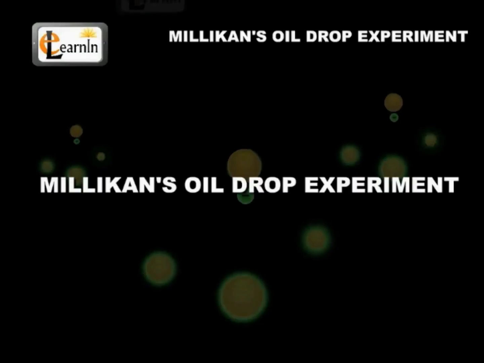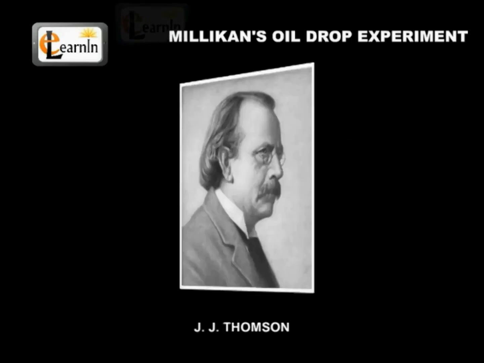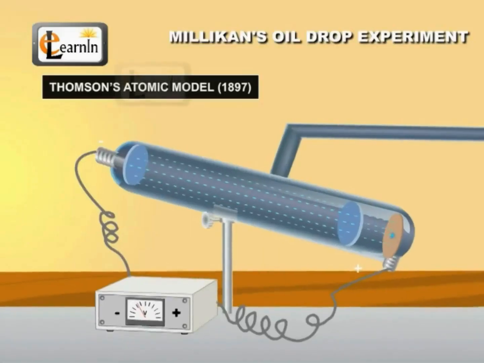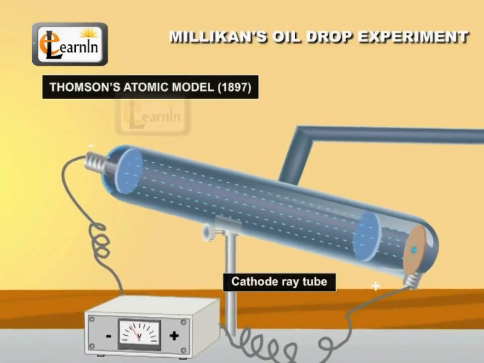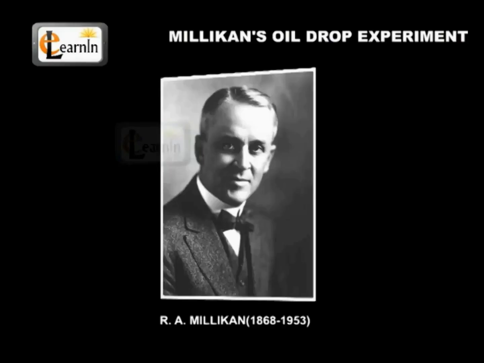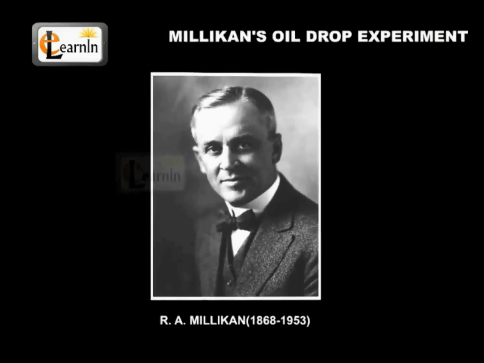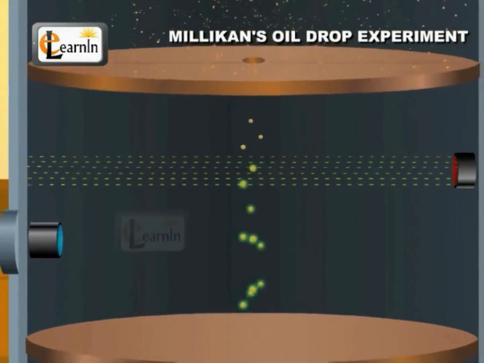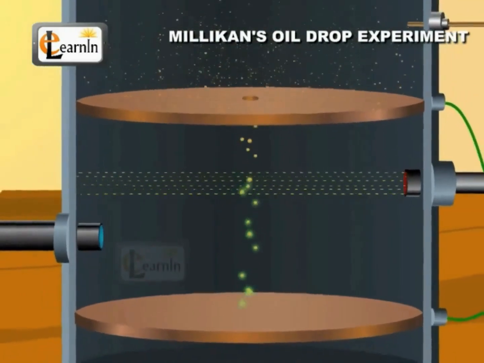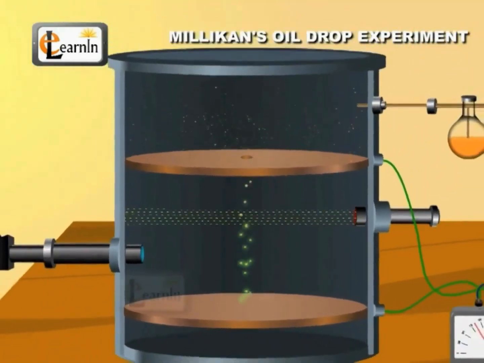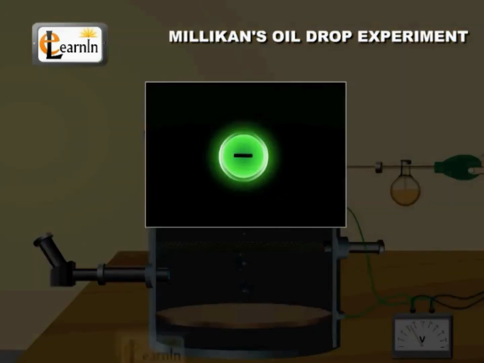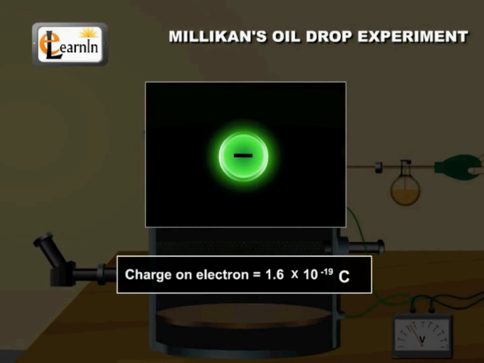Millikan's oil drop experiment. British physicist J.J. Thomson had measured the ratio of electrical charge to the mass of an electron using a cathode ray tube in 1897. Later, R.A. Millikan looked to determine the charge on the electrons. The famous method that he devised between 1906 and 1914 to measure the charge e of an electron is known as Millikan's oil drop experiment. Using this method, he calculated that the charge on an electron was about 1.6 times 10 to the negative 19 coulombs.